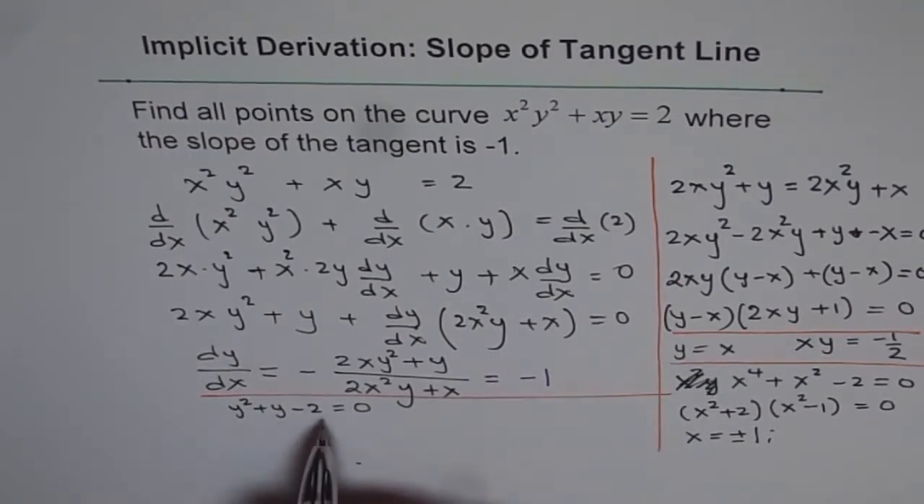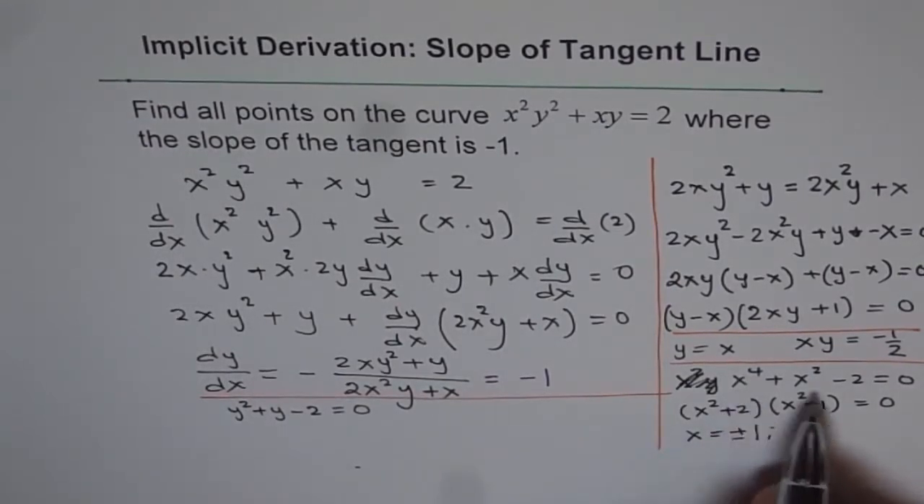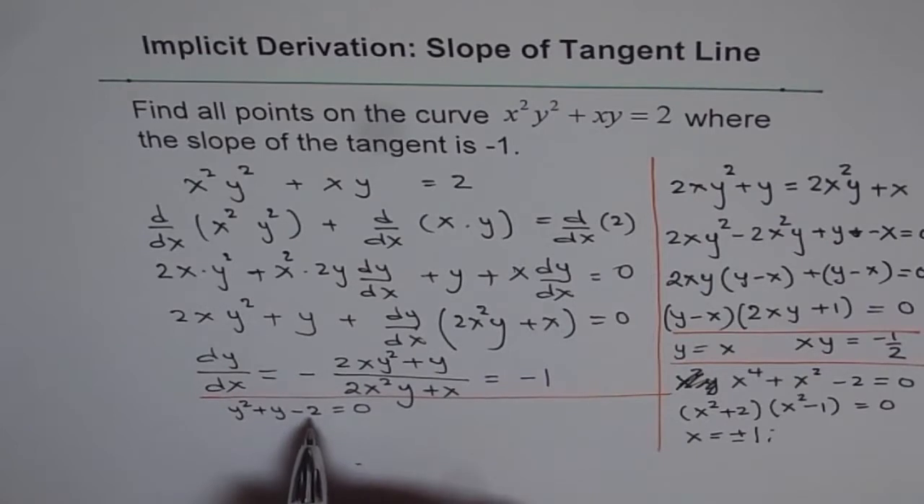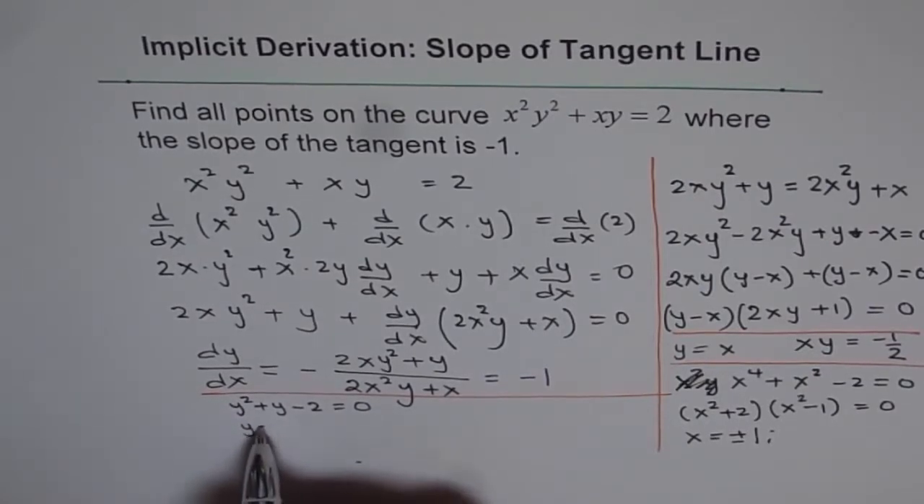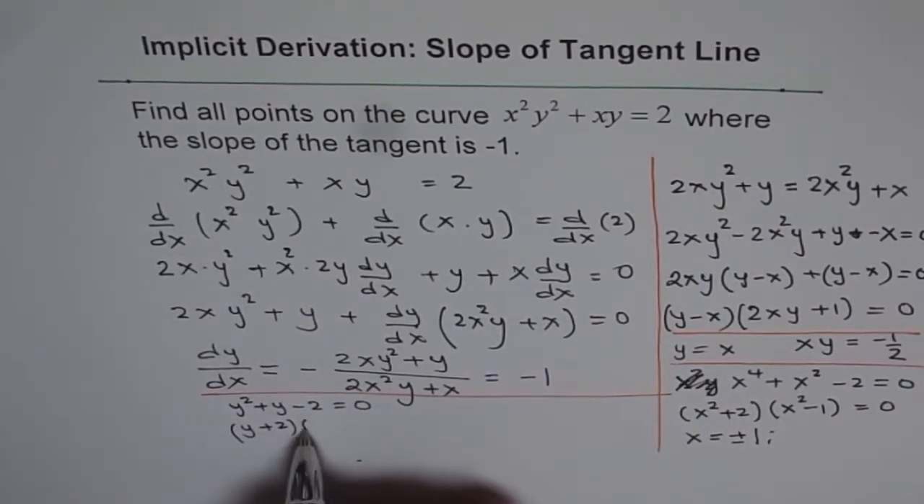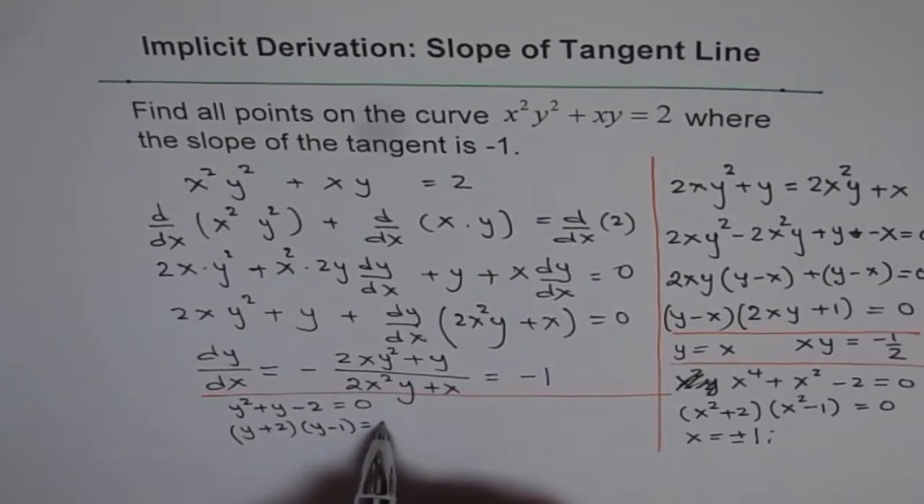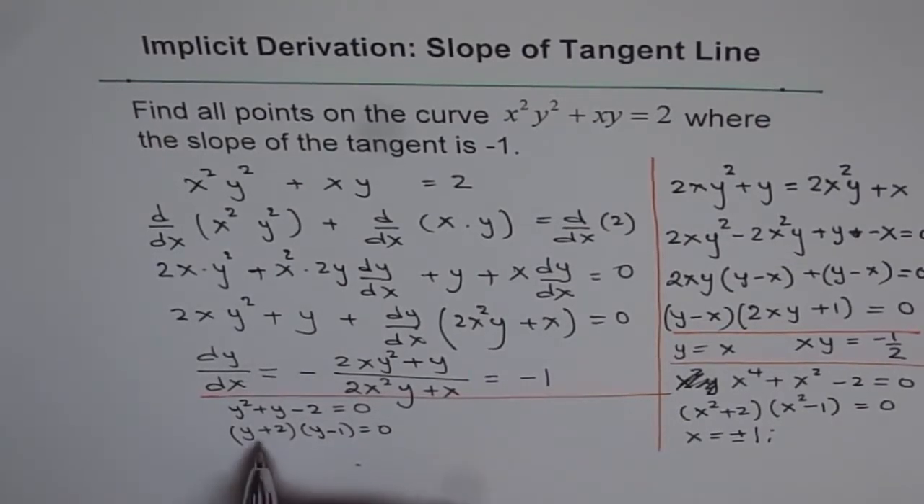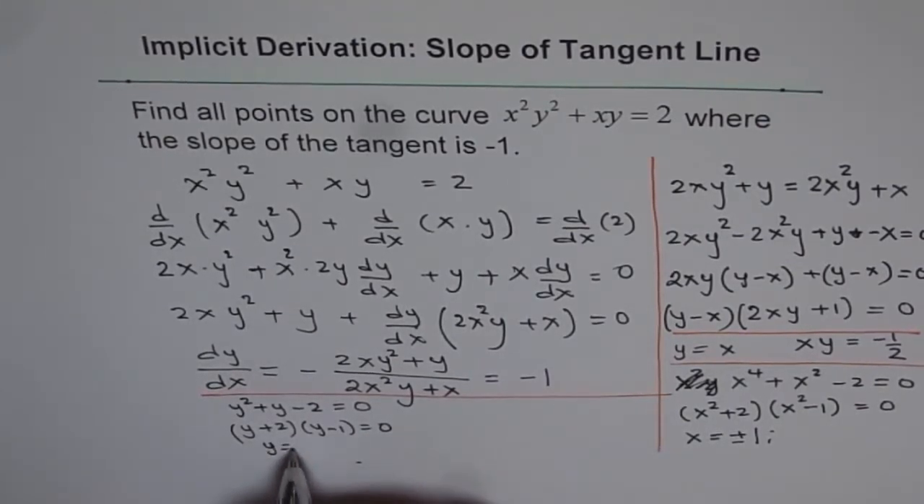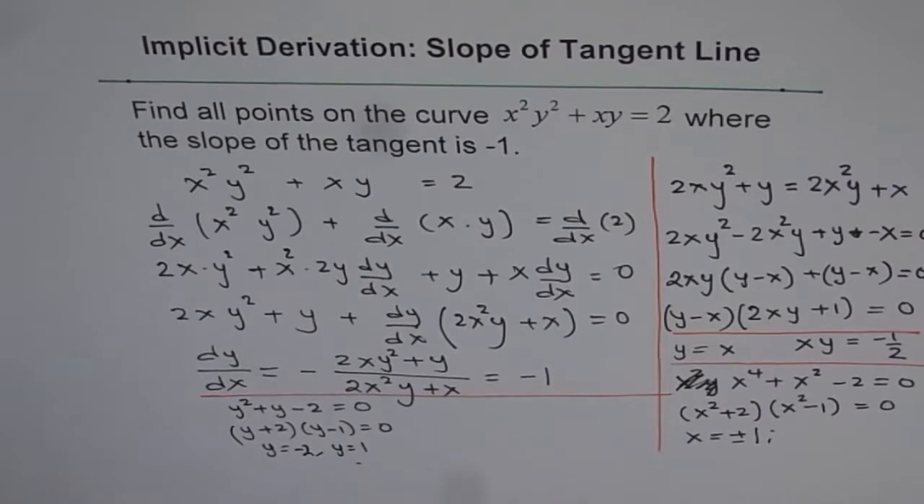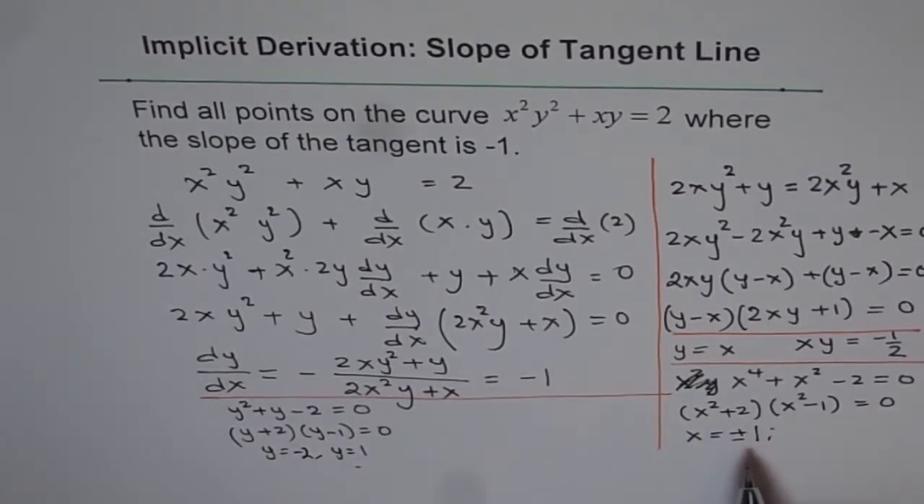And then I'll factor this. It is very similar, right? So when I factor this, it gets y plus 2 times y minus 1 equals 0. And that gives me 2 points. One is y equals minus 2, and the other one is y equals plus 1. And therefore, with x equals plus 1, I get two different answers for y.